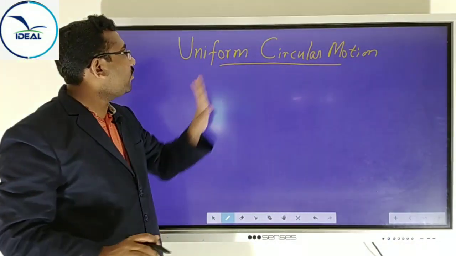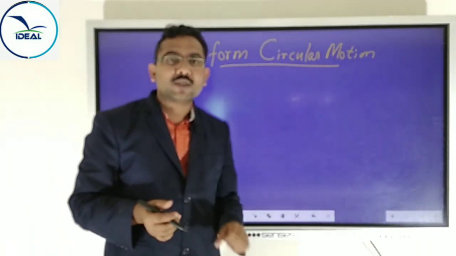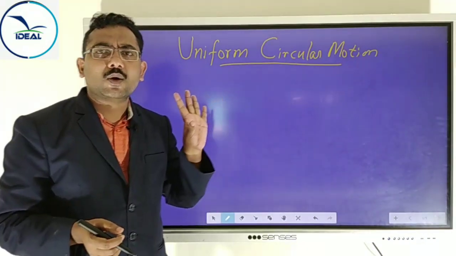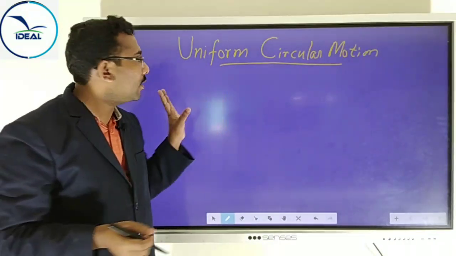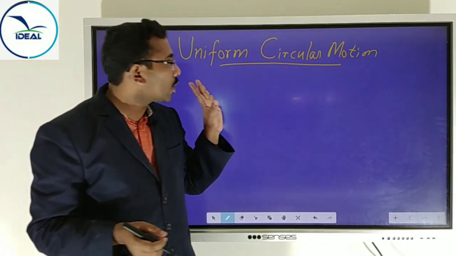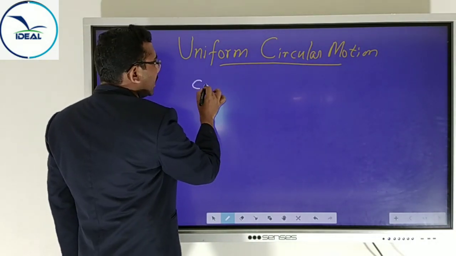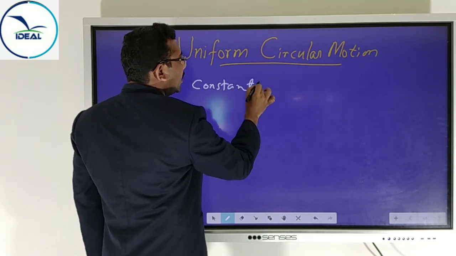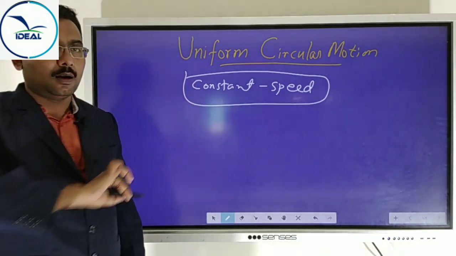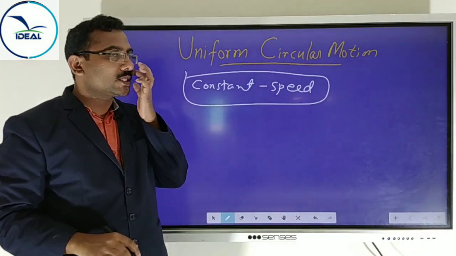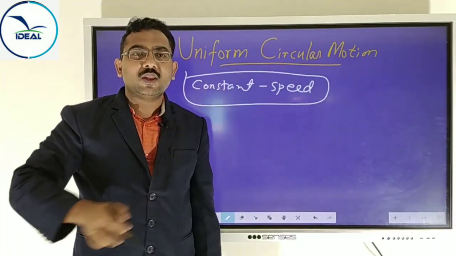Then what is uniform circular motion? You heard of uniform motion in one dimension. What is uniform motion? The velocity is constant. But in circular motion, velocity always changes instantly because there is centripetal acceleration. Then uniform circular motion represents the motion of circular motion with constant what? Constant speed. Speed does not depend on direction. It is a scalar. Therefore, uniform circular motion represents the motion of an object along the circumference of a circle with constant speed.